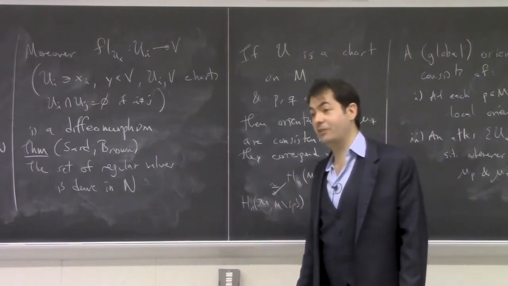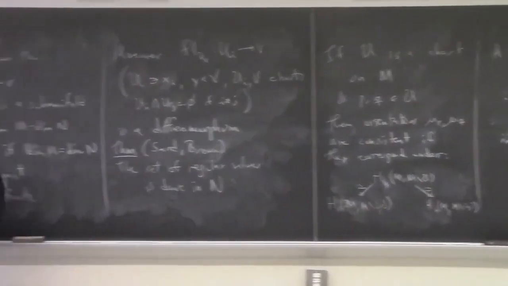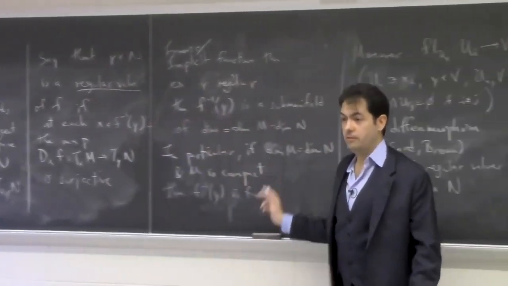Yes? What is N? Is it just a general...? Yeah, it's just a smooth manifold of the same dimension as M, and at this point now it's oriented. Okay.